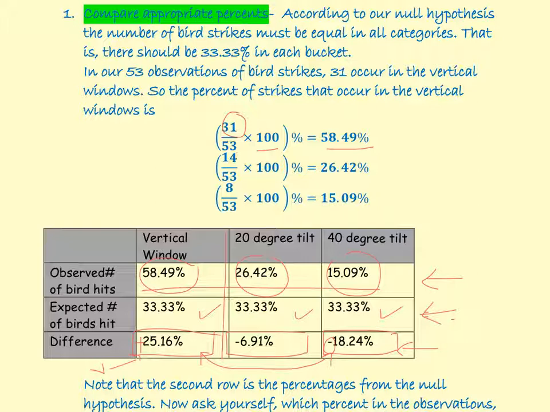So our conclusion based on the chi-squared test is that there is a difference, but further analysis shows that the vertical window has a significantly larger number of bird strikes as compared to the expected number of bird strikes, and the 40-degree tilt category comes pretty close because the number of bird strikes is much less than what is expected to be true based on the null hypothesis.